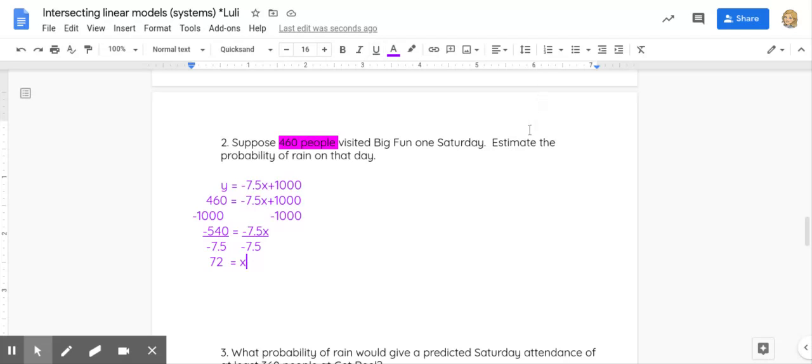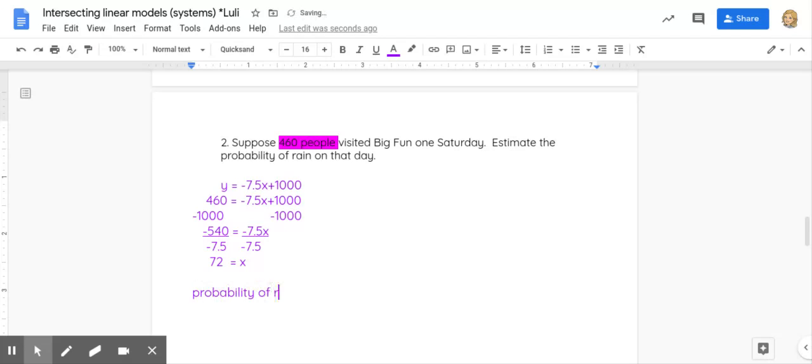When I go back up and look at the question, estimate the probability of rain on that day, and x is my probability of rain. So I would say that the probability of rain is 72%. All right, and that would be my final answer.